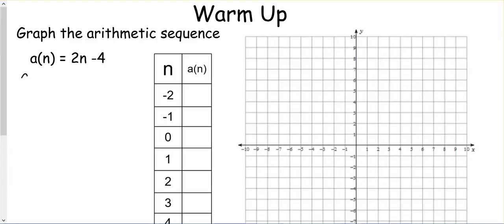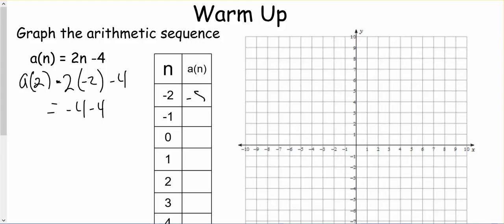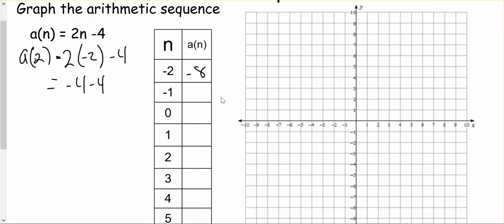So I want a of negative 2 is going to equal 2 times negative 2 minus 4. 2 times negative 2 makes negative 4. Negative 4 minus 4 makes negative 8. So my first point is negative 2, negative 8.